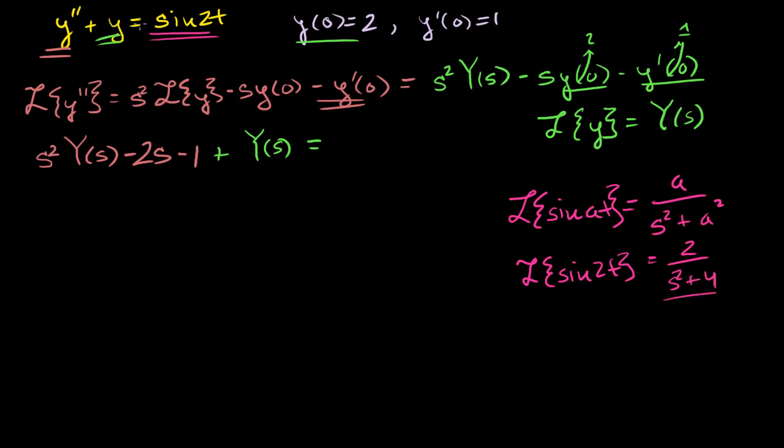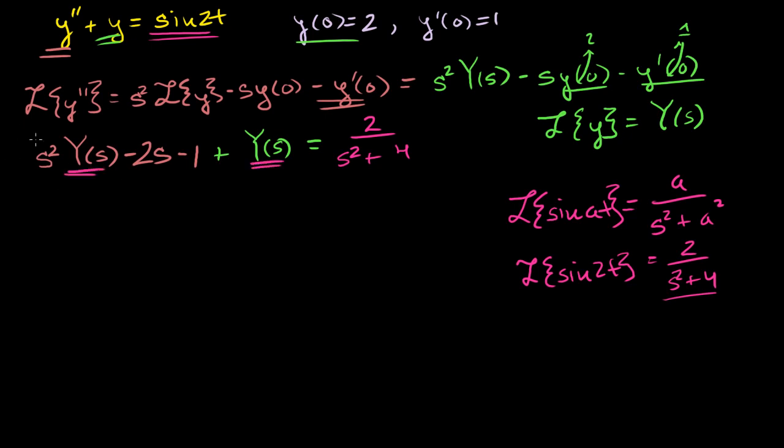So if we take the Laplace transform of both sides, the right-hand side is going to be 2 over s squared plus 4. Now what we can do is separate out all the Y of s terms. And so we can factor out their coefficients. So that's a Y of s term.